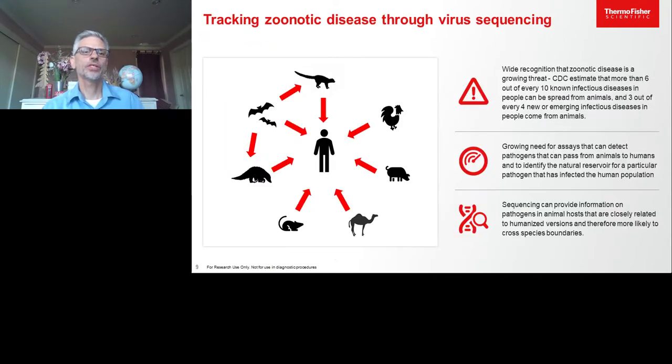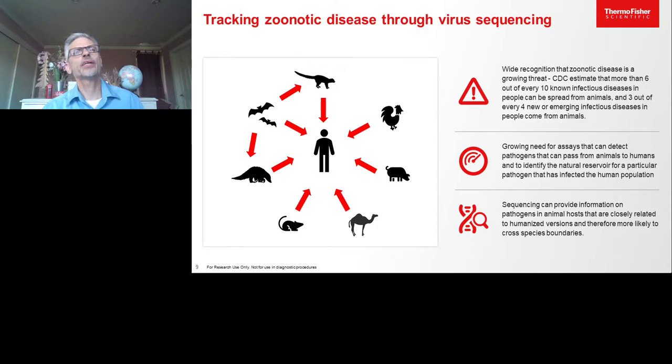I want to switch gears now and talk a little bit about the use of Sanger sequencing for zoonotic disease. There's wide recognition of zoonotic disease as a growing threat. In fact, the CDC estimates that more than 6 out of every 10 infectious diseases in people can be spread from animals, and 3 out of 4 new or emerging infectious diseases actually pass from animals into people.